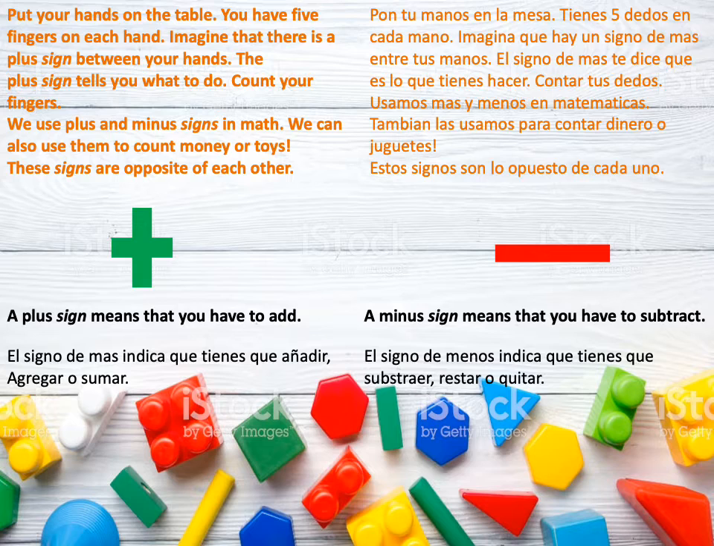We can also use them to count money or toys. These signs are opposite of each other. You can see the two signs. The green one is the plus. A plus sign means that you have to add, and the red one is a minus sign. This means that you have to subtract.